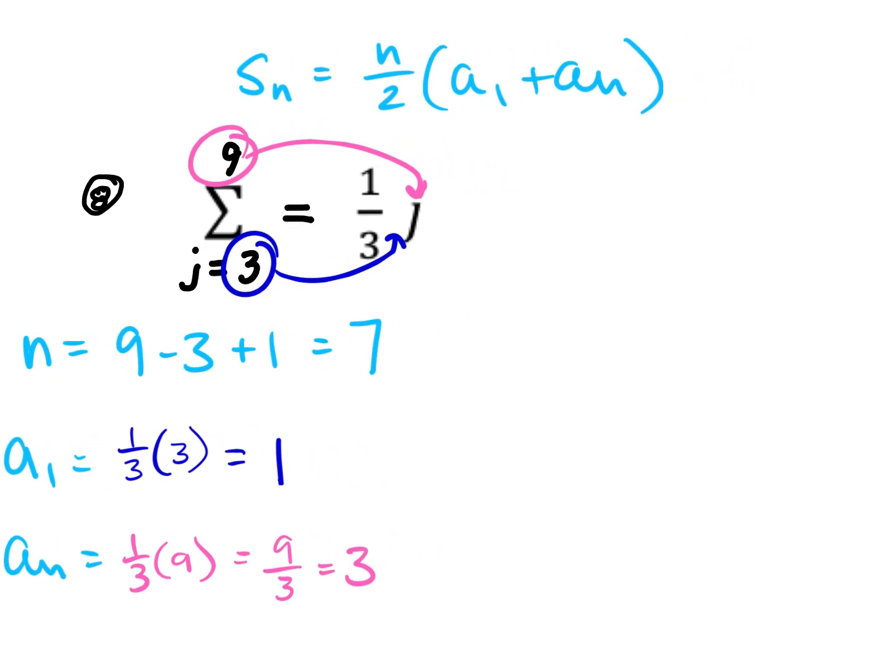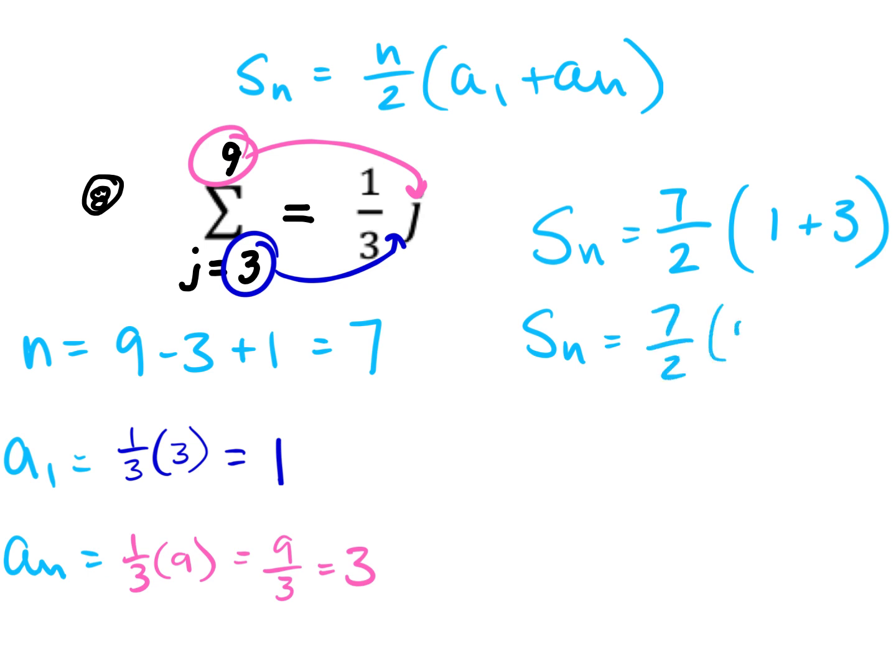So let's plug it all into our equation. S sub n is equal to n, which we said was 7, over 2 times the first term plus the last term. So 1 plus 3. So S sub n is equal to 7 over 2 times 4. 7 times 4 is 28 over 2. 14.